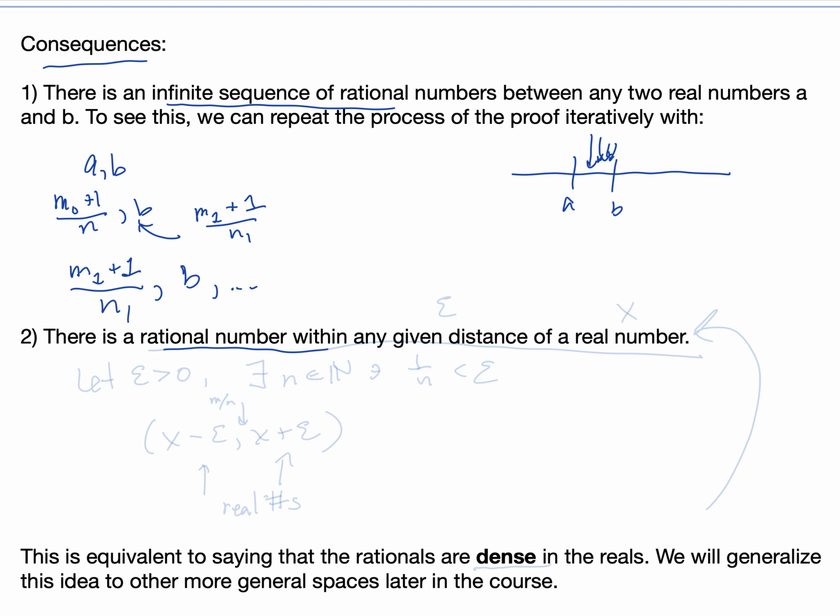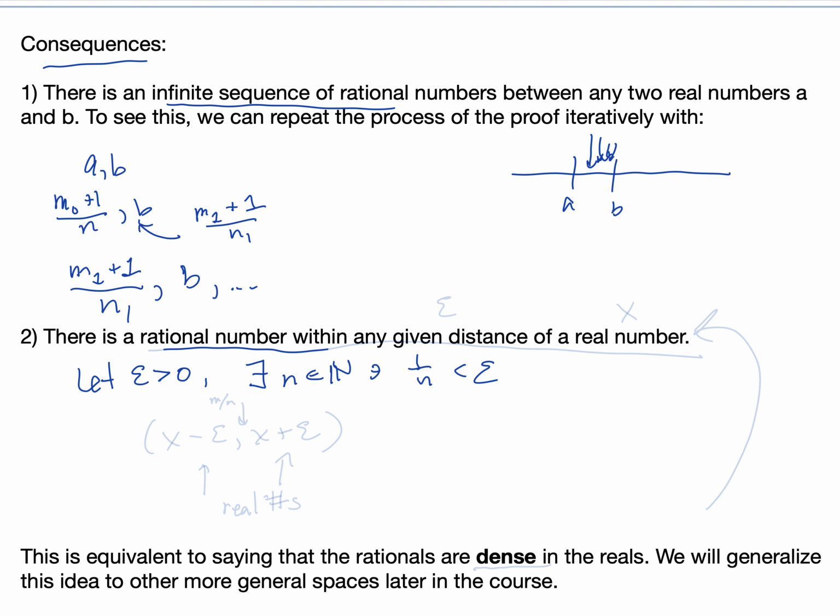Also, this tells us that there is a rational number within any given distance of a real number. If we let epsilon be some real number greater than 0, then there is some n in the natural numbers such that 1 over n is less than epsilon. We know that's true because this set has a lower bound, and in fact a greatest lower bound, which is 0. So since epsilon is greater than 0, there must be some n in the natural numbers such that 1 over n is less than epsilon.